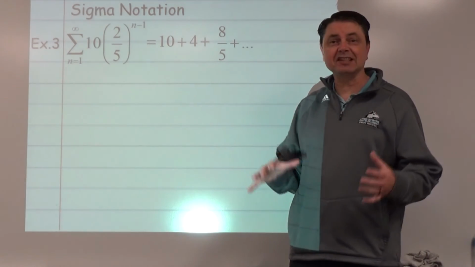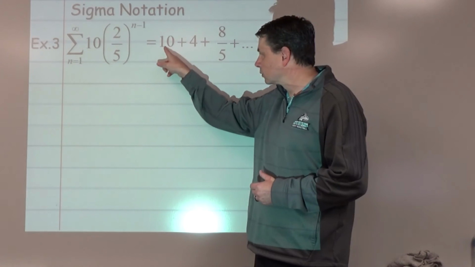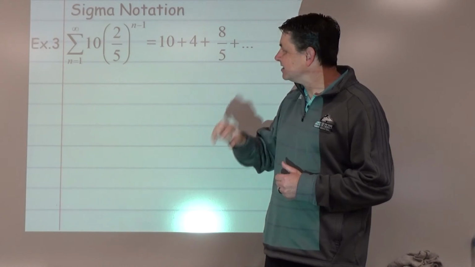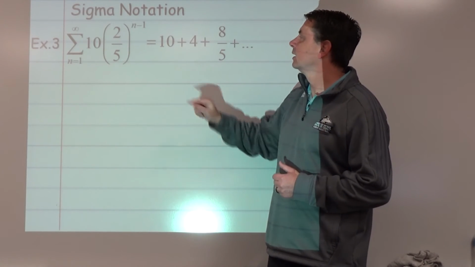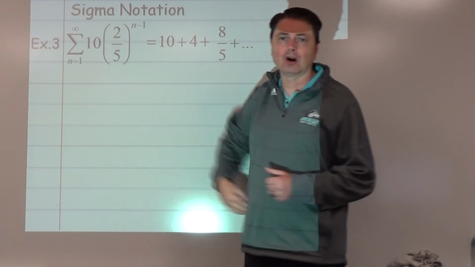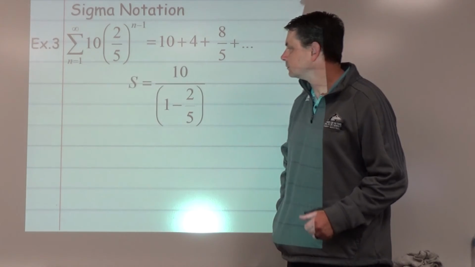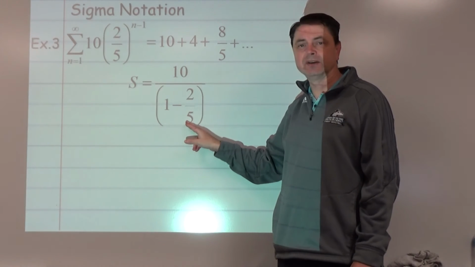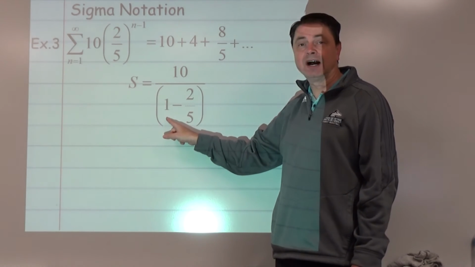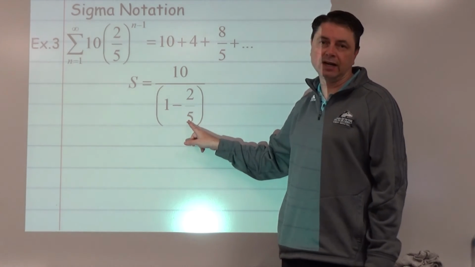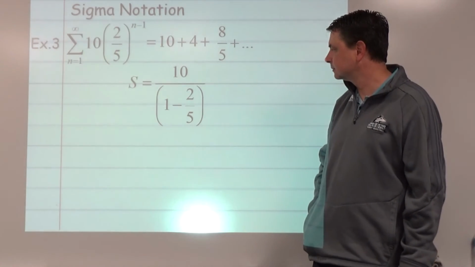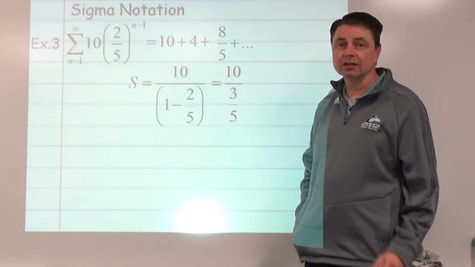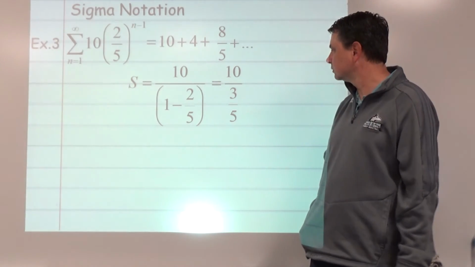And the key piece to that for our formula is right there, the a sub 1. So we're going to do S is equal to 10 divided by 1 minus our R value. So 1 minus 2/5 is 5 over 5 minus 2 over 5. So we're talking about 3/5. Let's not divide by the fraction. Let's multiply by the reciprocal.